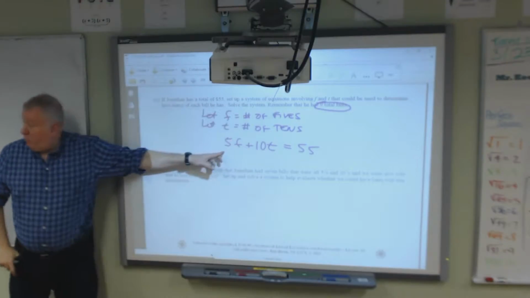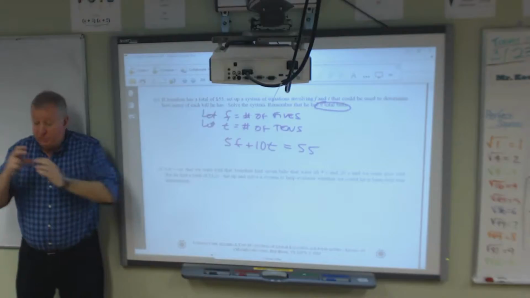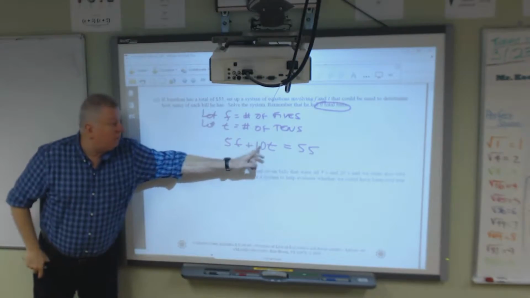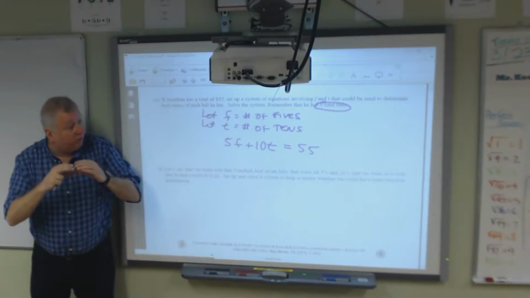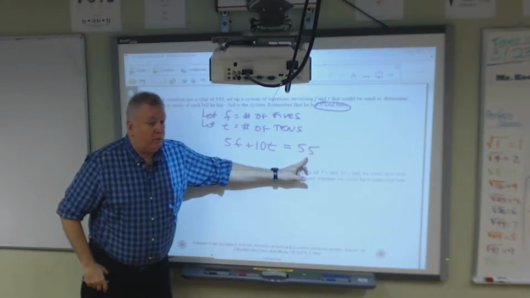So however many 5s he has, that's the F. You have to multiply it times 5 because each $5 bill is worth $5. T is how many 10s he has. You have to multiply that by 10 because each one is worth $10. You add those together, and that tells you how much total money you have.